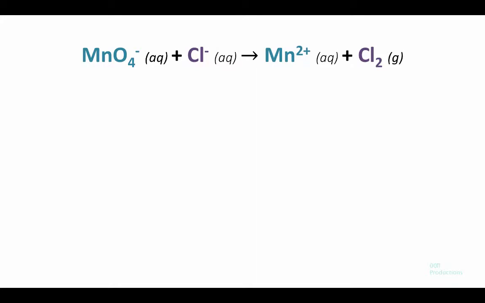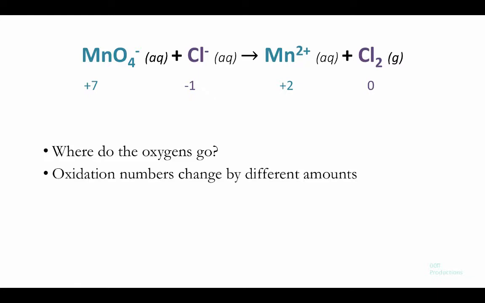So here's an example of a redox reaction. We know it's a redox reaction because the two substances are changing in charge. But if you look at this reaction, you realize it can't be balanced. For one thing, where did the oxygens go? There are oxygens on the permanganate ion, but there are no oxygens on the other side of the reaction. And if you calculate the oxidation numbers, you'll see that the oxidation numbers are changing by different amounts, and so according to this reaction, different amounts of electrons are being exchanged.